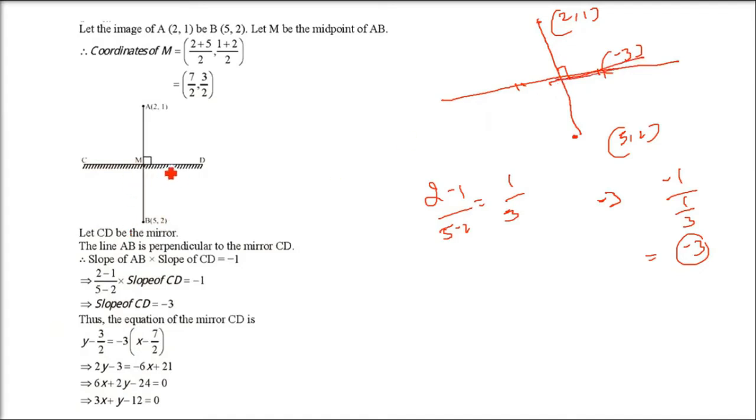So we have got the slope of the line. Now the mirror passes through the midpoint of this line, since it is the perpendicular bisector. The midpoint is (2 plus 5) by 2, that is 7 by 2, and (1 plus 2) by 2, that is 3 by 2. So the line CD passes through (7/2, 3/2) with slope minus 3: y minus 3 by 2 equals minus 3 times (x minus 7 by 2). The equation will be 3x plus y minus 12 equals 0.